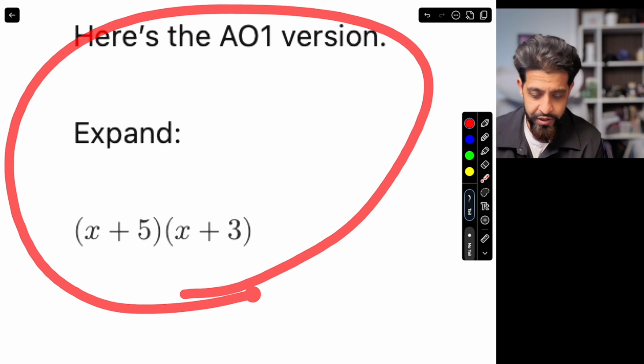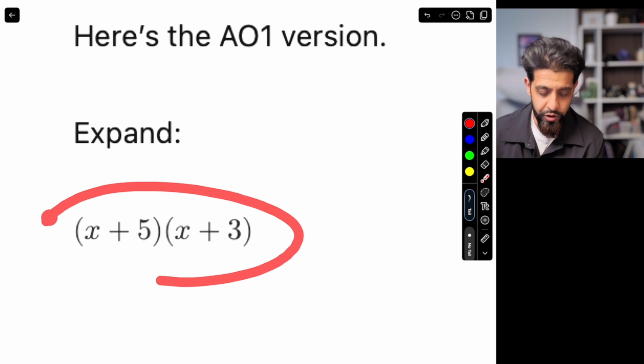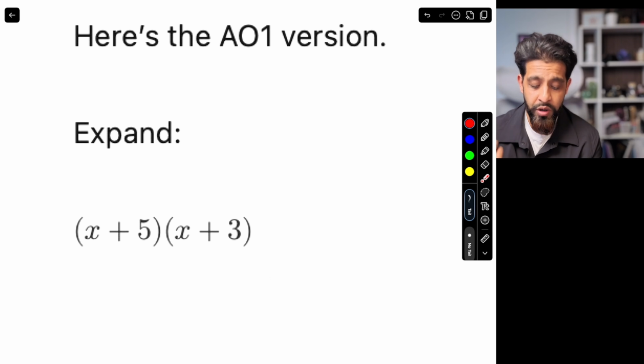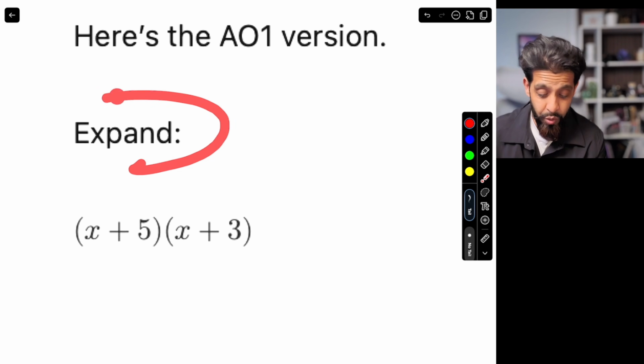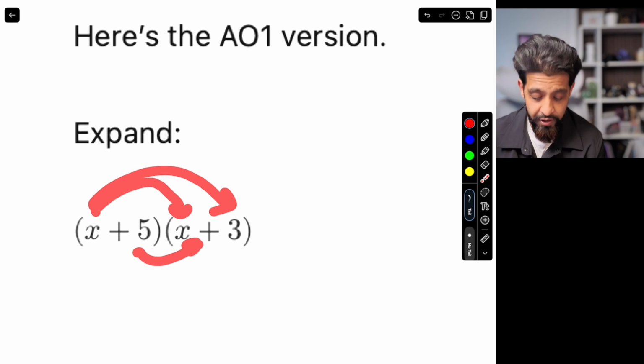So take a look at this first example here. This is the AO1 version of a question that is asking a student to expand these brackets. The instruction is right there. Most students will know what to do because it triggers. That word right there, a command word, will trigger something in their head and they're going to go and expand it, all right, as they normally do.